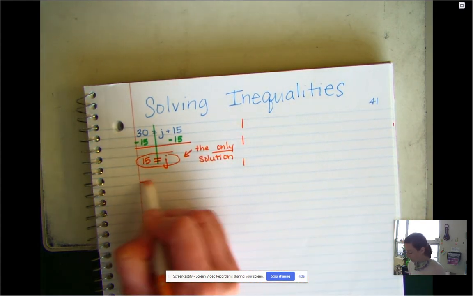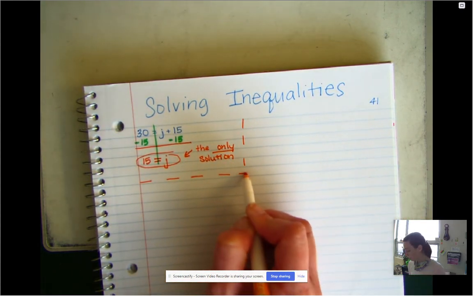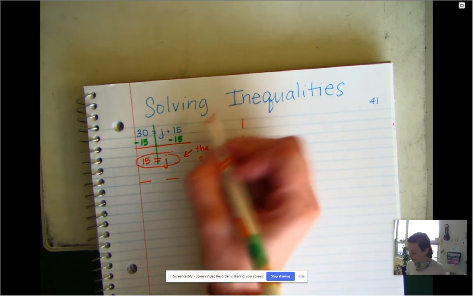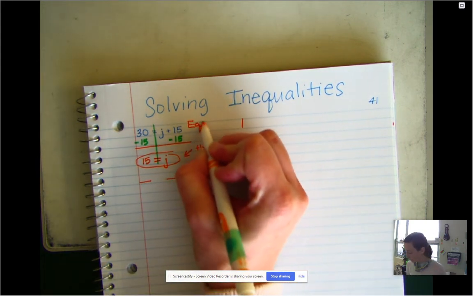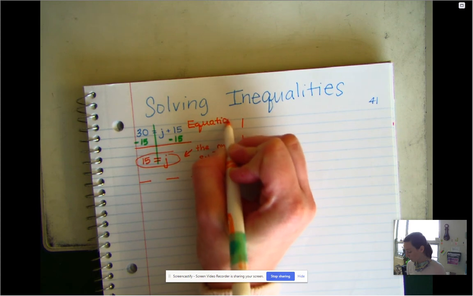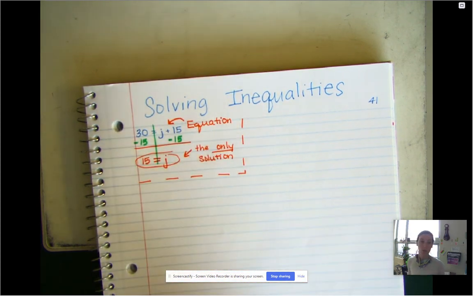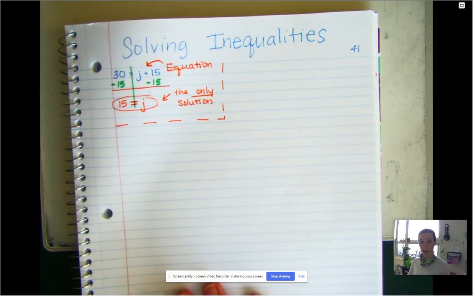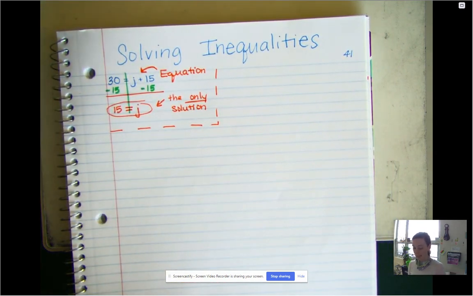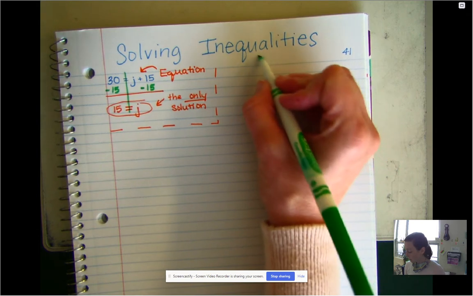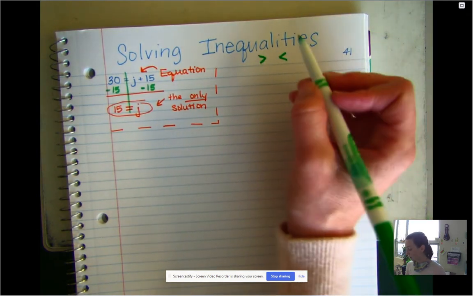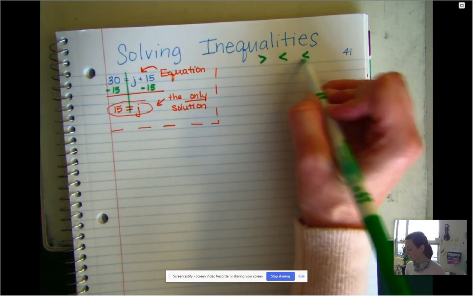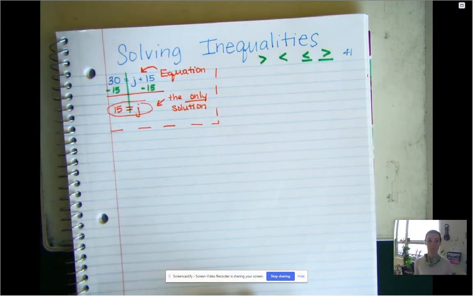So you're going to take this knowledge and it's going to help you understand this, but this is not the same thing we're doing right now, because this is an equation and we are solving inequalities. An inequality, we know, means it has a sign that something is less than, greater than, less than or equal to, greater than or equal to.